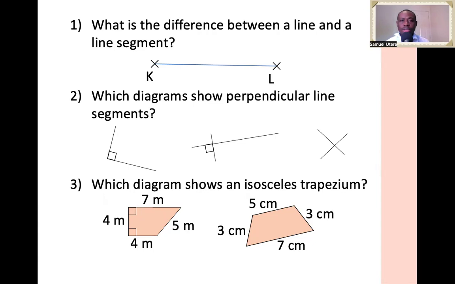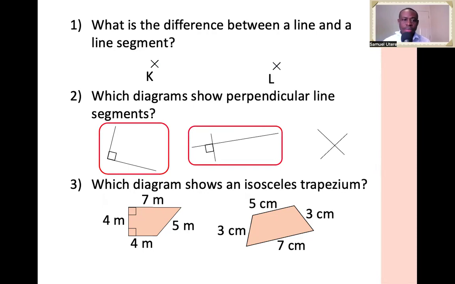Next question 2, you will ask which diagrams show perpendicular lines, line segments. Perpendicular lines are lines that form 90 degrees with each other, and they should have the right angle notation. And the ones we can see here are these two line segments.